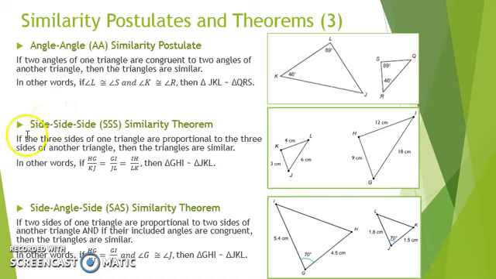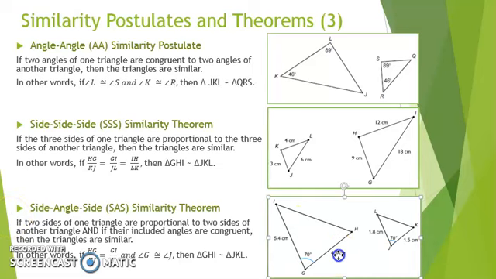Side-side-side similarity theorem. If three sides of one triangle are proportional to three sides of another triangle, then the triangles are similar. In this case, we would match up the corresponding sides: HG to KJ, GI to JL, IH to LK. We would then insert the lengths of those segments and compare the ratios. In this case, they are all 3 to 1. So therefore, side-side-side, three sides proportionate. These triangles are similar. And the third and final one is side-angle-side.